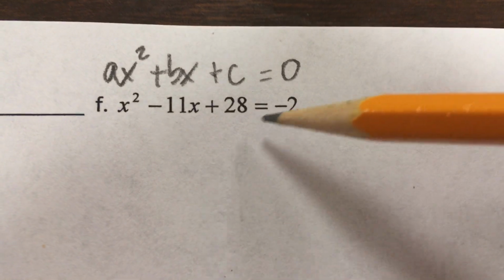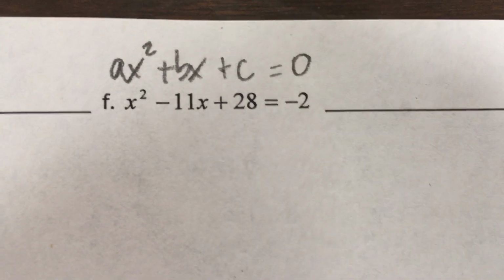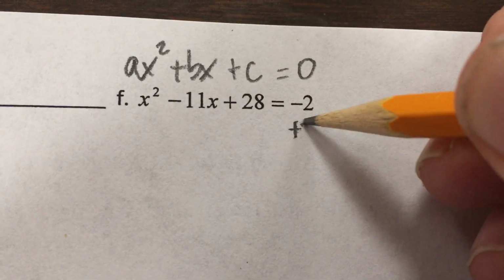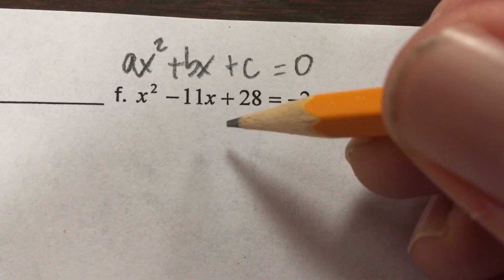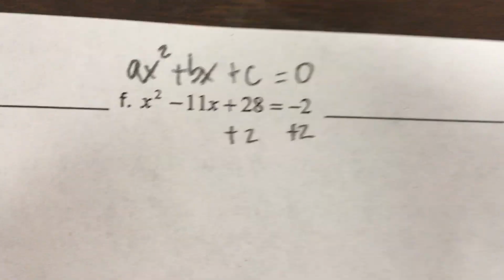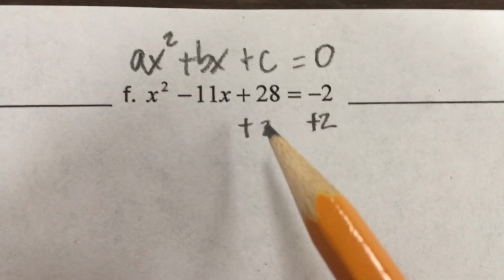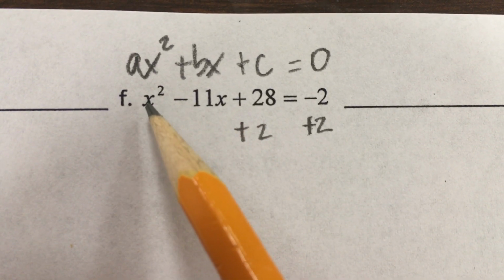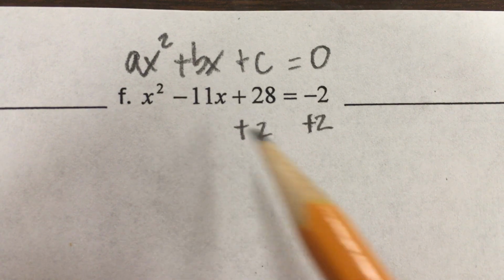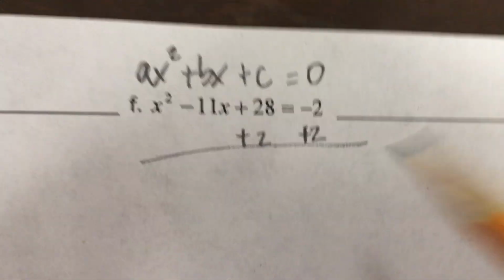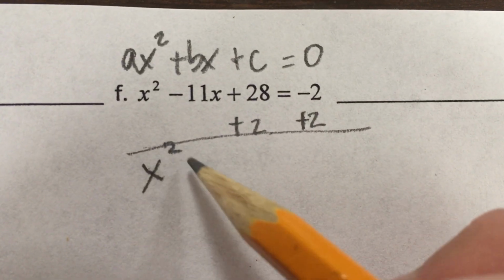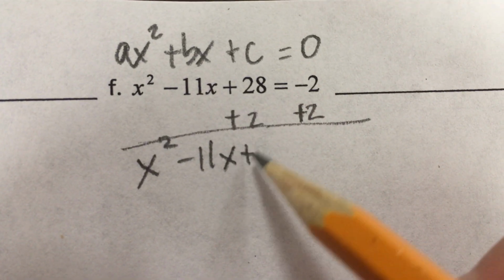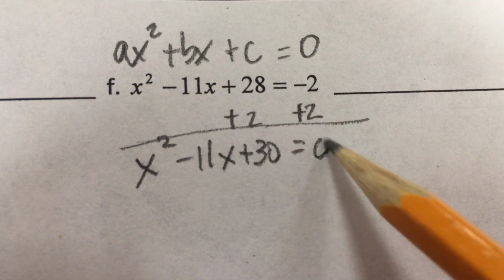So in order for me to get rid of this -2, I have to do the opposite of that to both sides. I'm going to add 2 here because -2 plus 2 would be 0. And I'm going to add 2 to the C number, because I can't add a number to a variable. So now we still have x squared, still have -11x. 28 plus 2 is going to give us 30, and then this is 0.